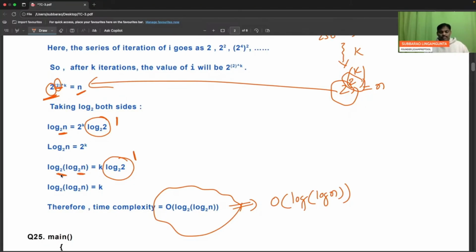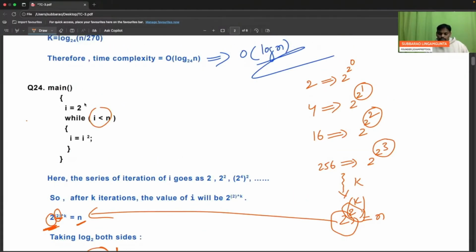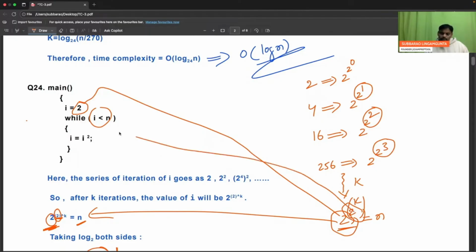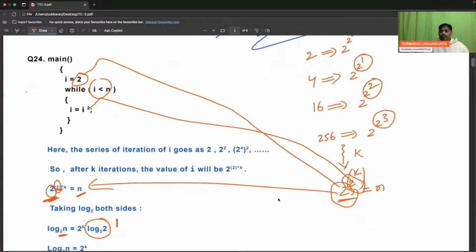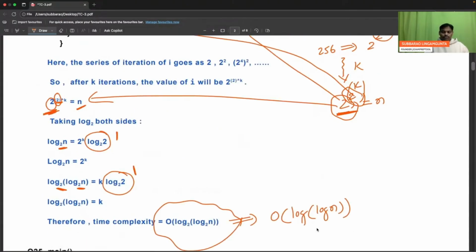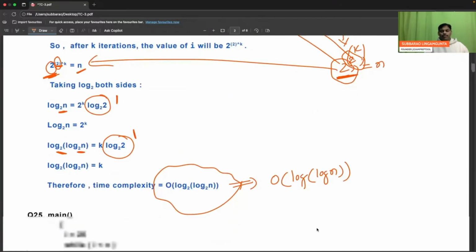You may ask why these 2 came first. What is the reason? That 2 came from here, the starting one. Why the second power also? These 2 came because of this reason. Some people are asking from where these 2 came. These 2 came from here. Inner loop 2 came in the power, outside 2 came as the starting base. For more clarity, you can see the next problem, question number 25.